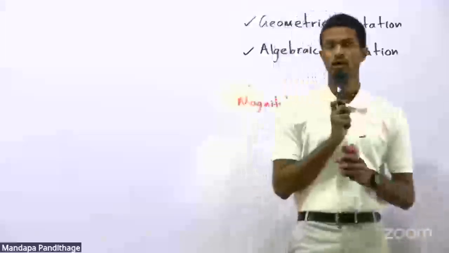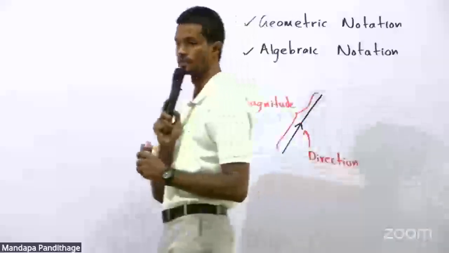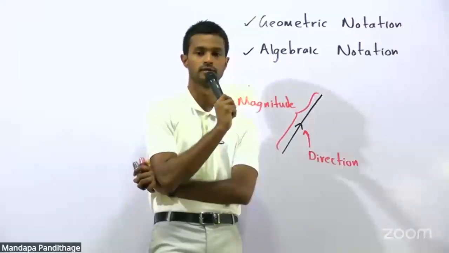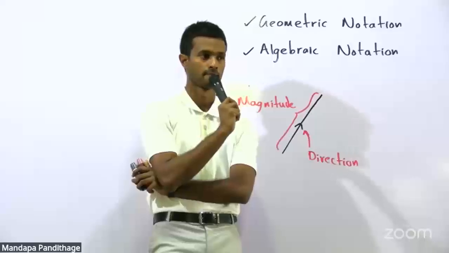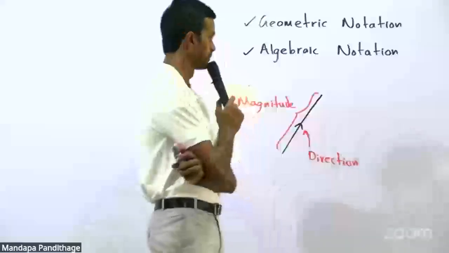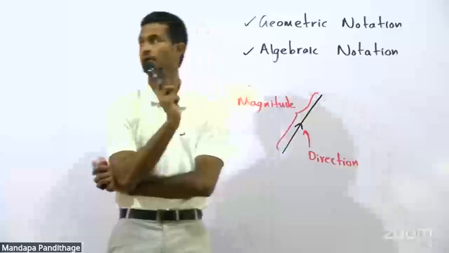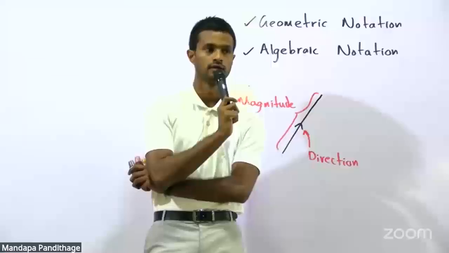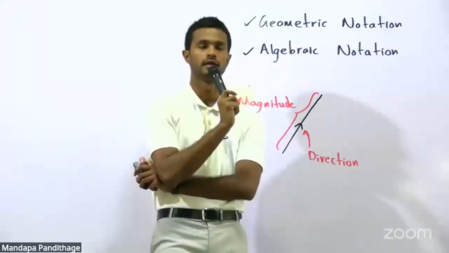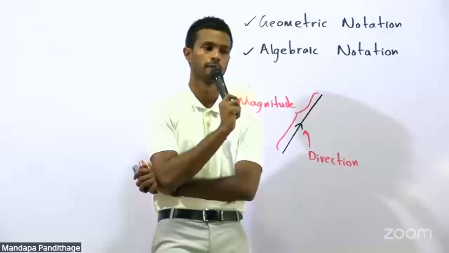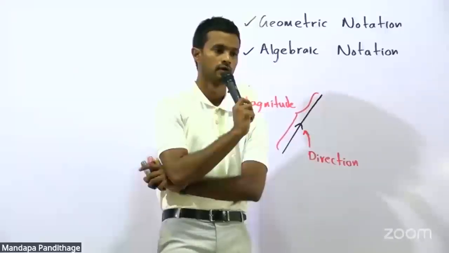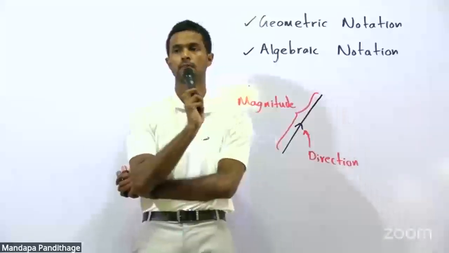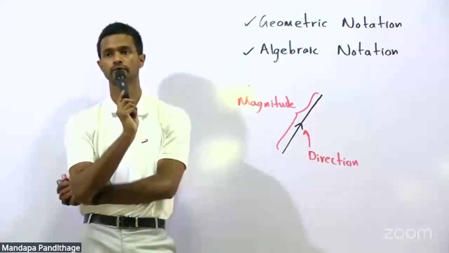And then put number two, algebraic notation. Okay, then under that, write it this way: a vector can be denoted in one of the following ways.